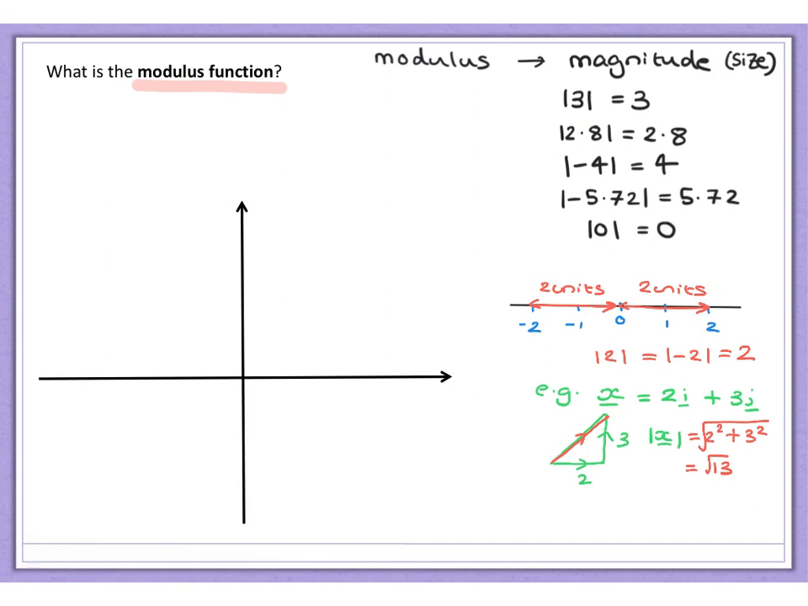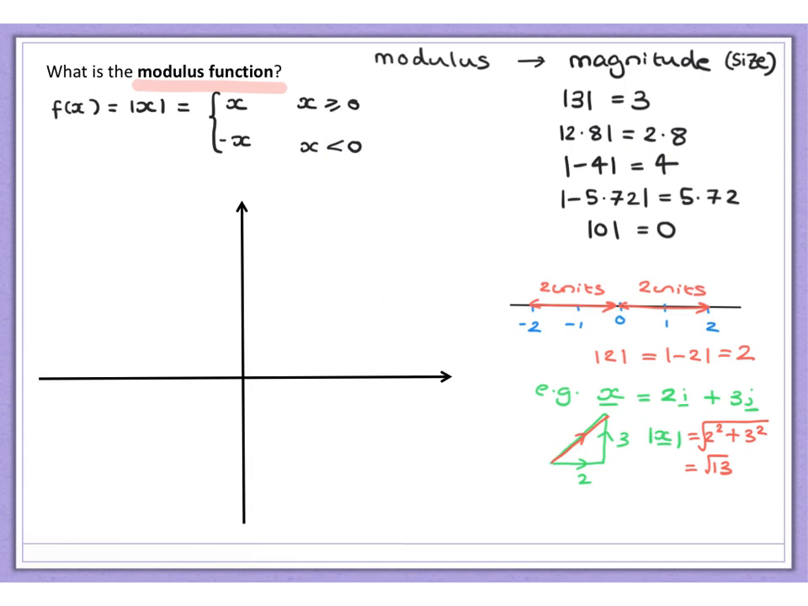Now, we can actually write down the modulus function in a formal way. If f of x is equal to mod x, then this can be expressed as: mod x is just equal to x for any numbers 0 or above. But if x is a negative number, i.e. less than 0, then the modulus of x would equal negative x.